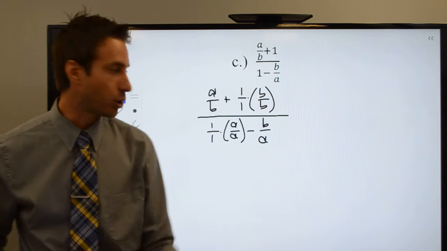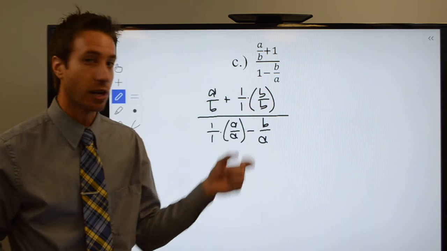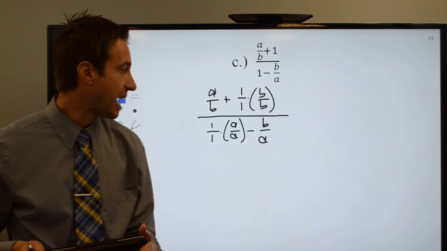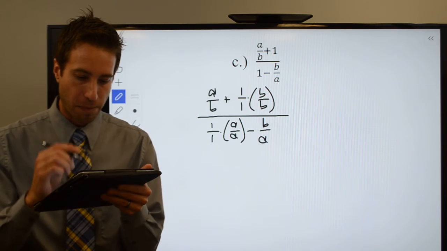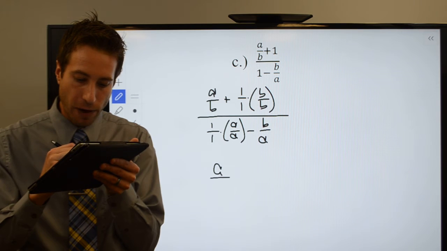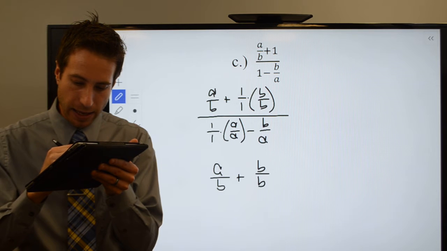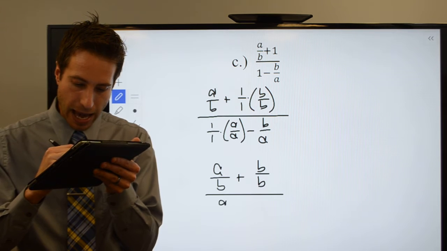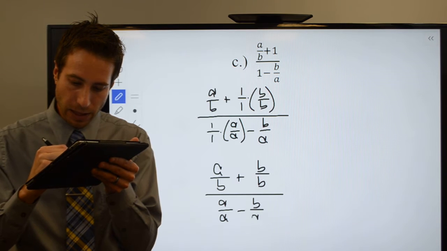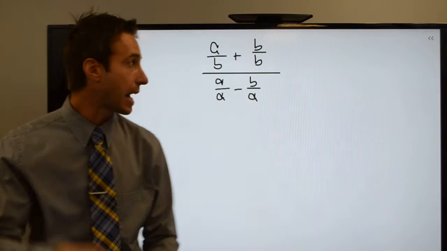Alright, again, the reason I'm doing that is now my common denominator is going to be a. Here my common denominator is going to be b. I'll then be able to add the fractions in the top and subtract the fractions in the bottom. So what we wind up with is a over b plus b over b. In the bottom, a over a minus b over a. Fantastic. So we did exactly what we set out to do.